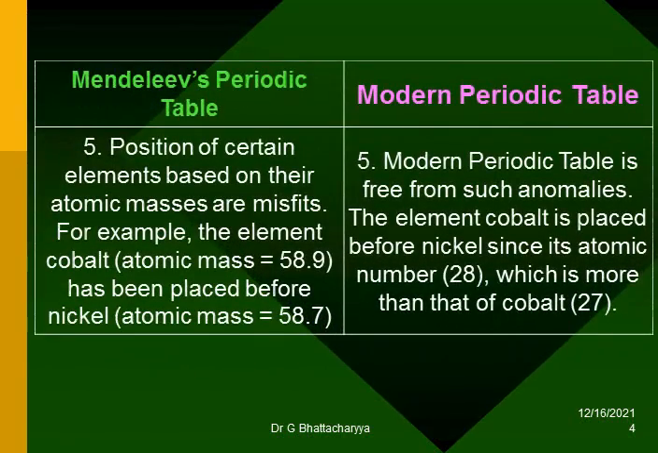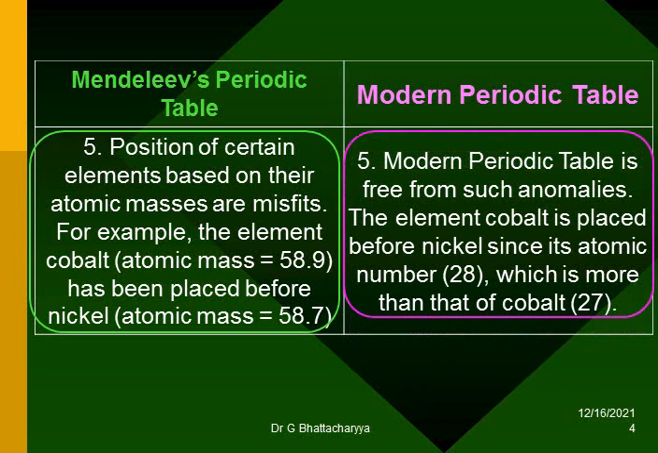Mendeleev's periodic table 5. Position of certain elements based on their atomic masses are misfits. For example, the element cobalt, atomic mass equals 58.9, has been placed ahead of nickel, atomic mass equals 58.7. Modern periodic table 5. Modern periodic table is free from such anomalies. The element cobalt is placed before nickel since nickel's atomic number 28 is more than that of cobalt, 27.